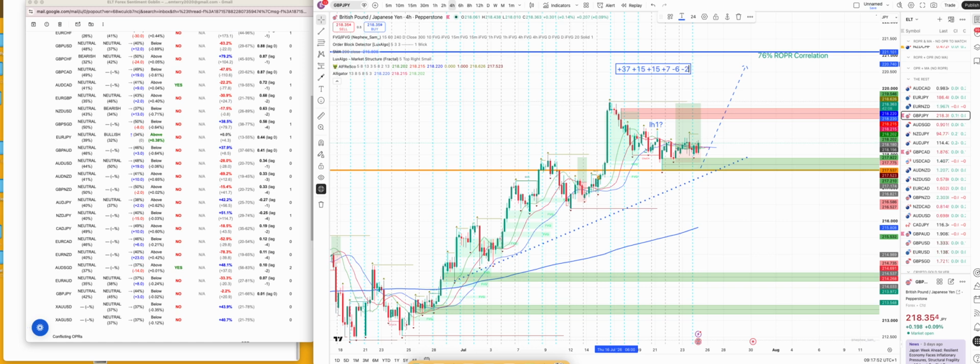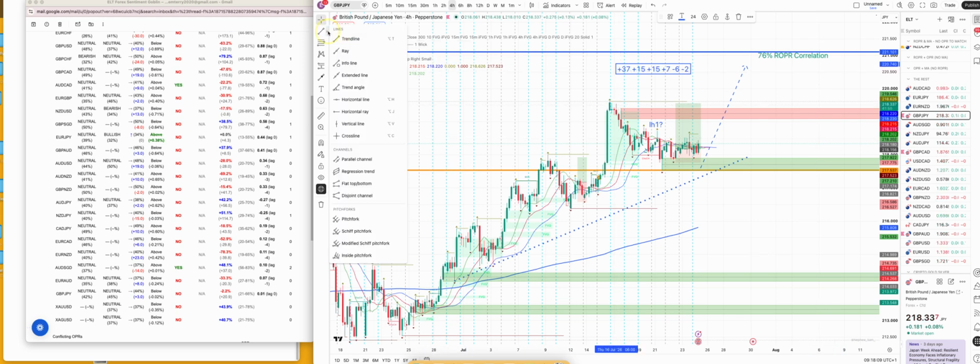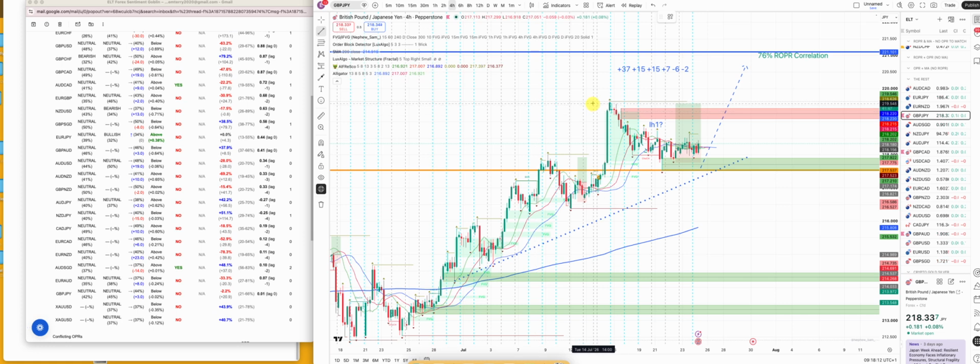No. But that's an alligator setup potentially, but the lines are still very jumbled, so probably not. And also it would need to get above this fractal. But it's a squeeze, isn't it? For sure. Like that. So maybe we'll get a move out of it.